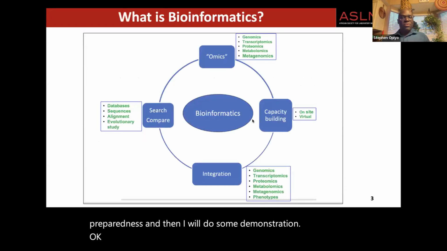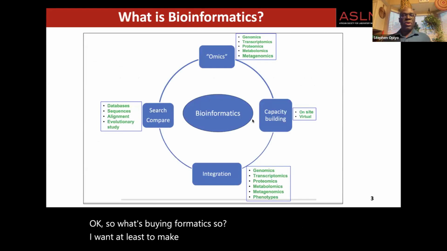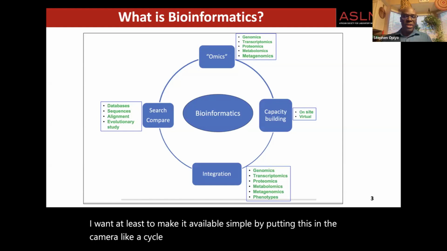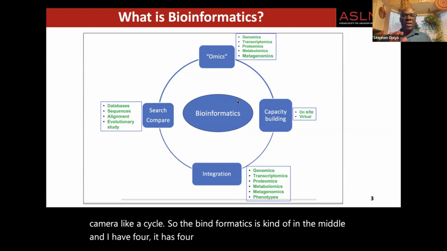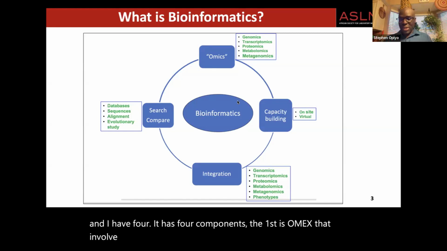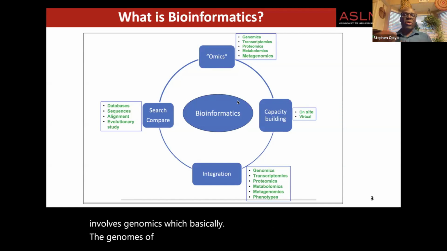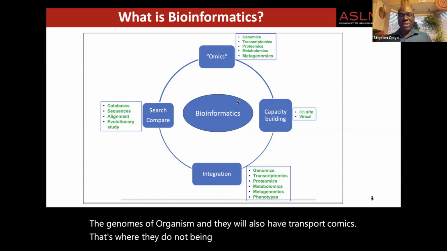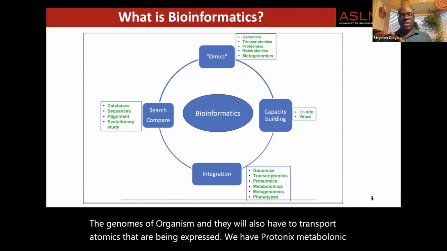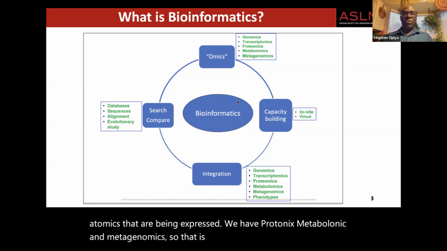Okay, so what's bioinformatics? I want to make it a little bit simple by putting this in the kind of like a cycle. So the bioinformatics is kind of in the middle, and it has four components. The first is omics that involve genomics, which is basically the genomes of the organism. And then we also have transcriptomics, that's with the genome that is being expressed. We have proteomics, metabolomics, and metagenomics. So that is one component of bioinformatics.